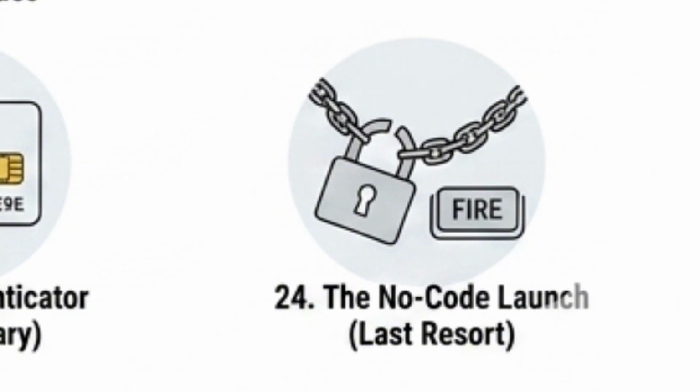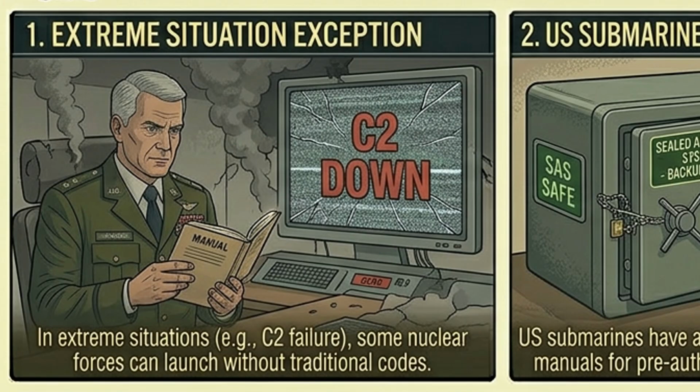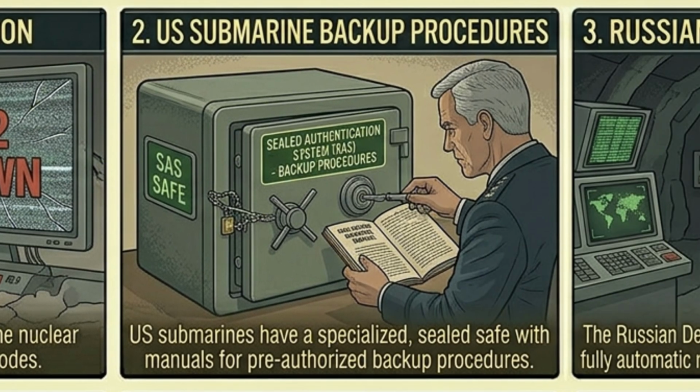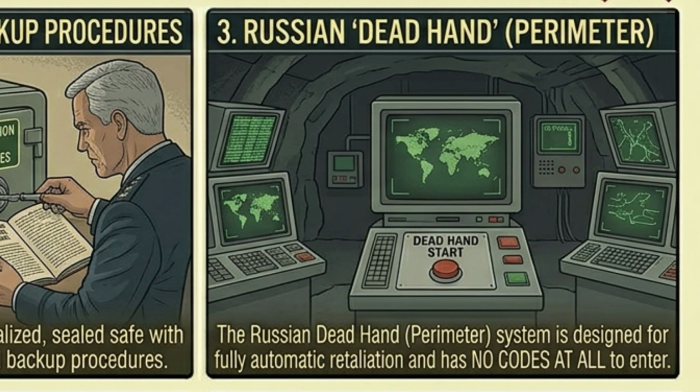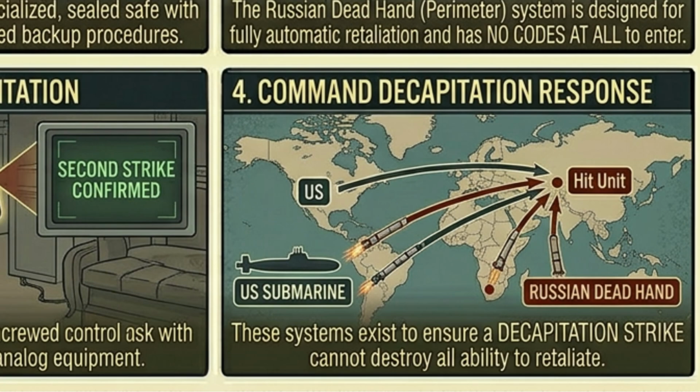24. The no-code launch, last resort. In extreme situations, some nuclear forces can launch without codes. U.S. submarines have a sealed safe with backup procedures. Russian Dead Hand has no code at all. These exist so a decapitation strike cannot destroy all ability to retaliate.